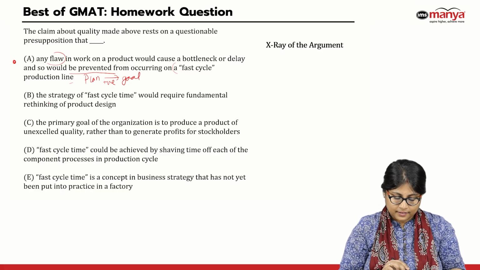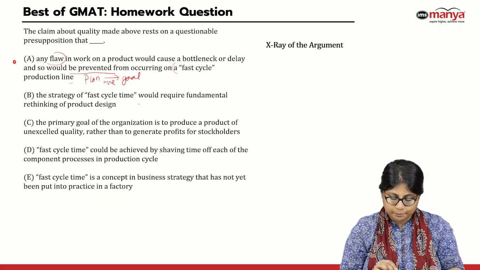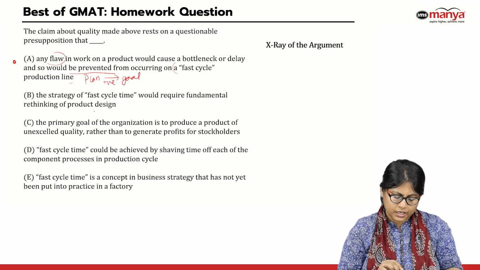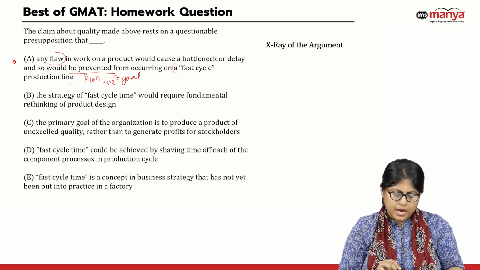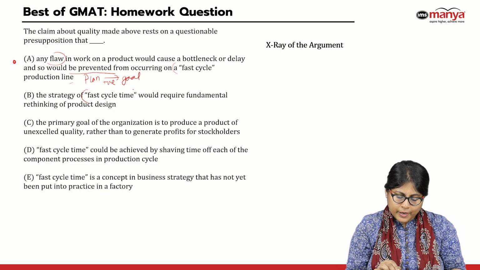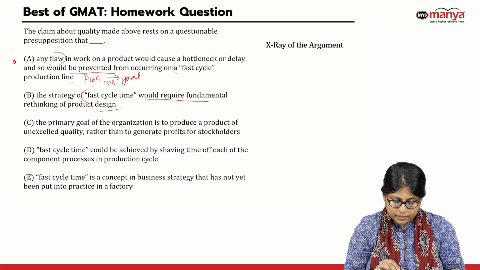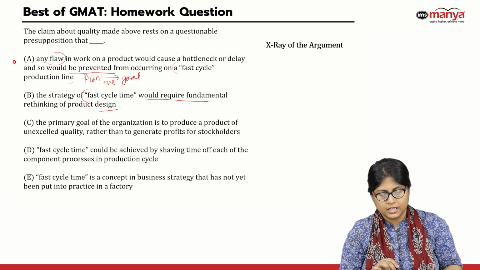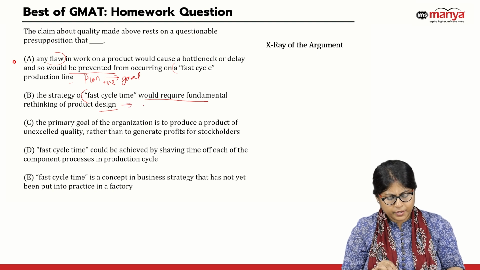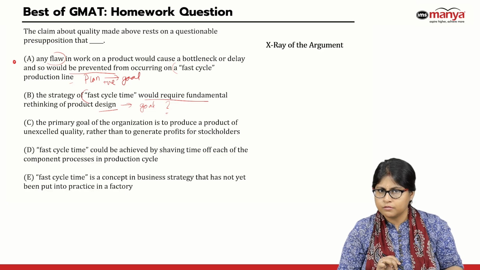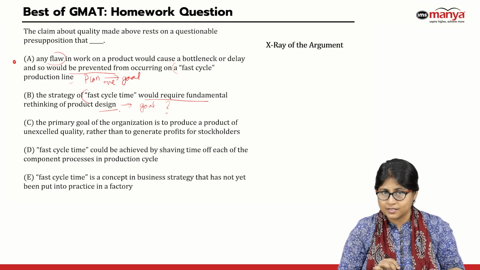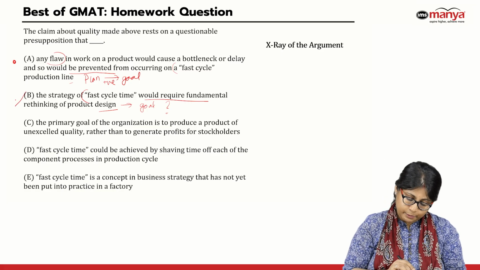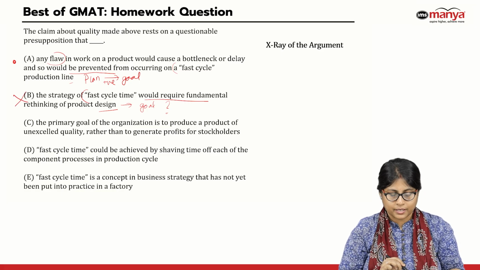B says, the strategy of fast cycle time would require fundamental rethinking of product design. Now, what exactly would this plan of action require? Okay, it may require fundamental rethinking of product design, but will it really help me achieve the goal? Does option B really give you any clarity about it? No, right? So, do I need this? Is it something my conclusion would depend on? No. So, I can eliminate option B. Let's look at the next one.